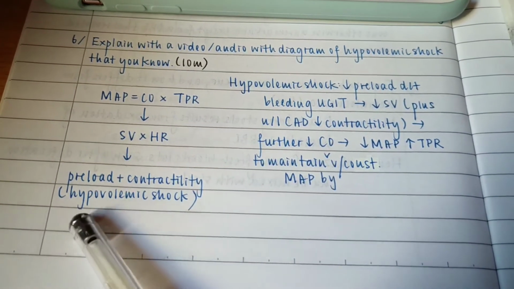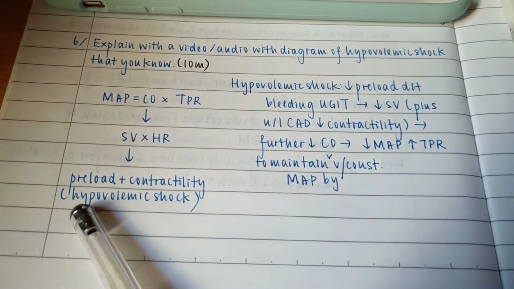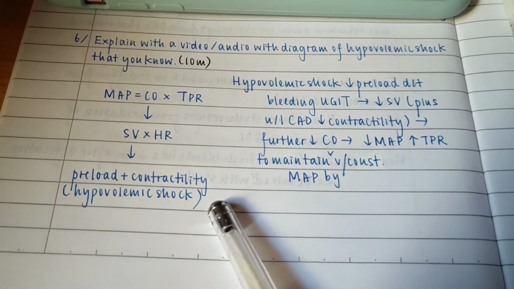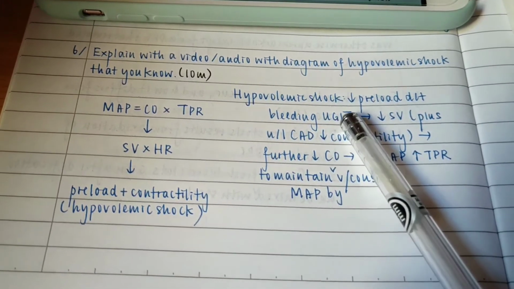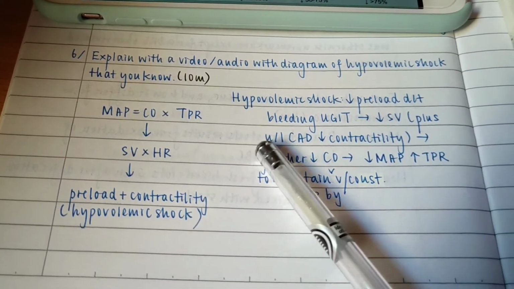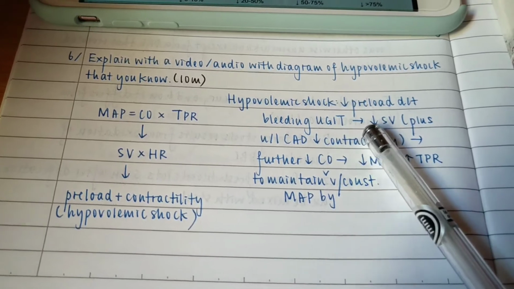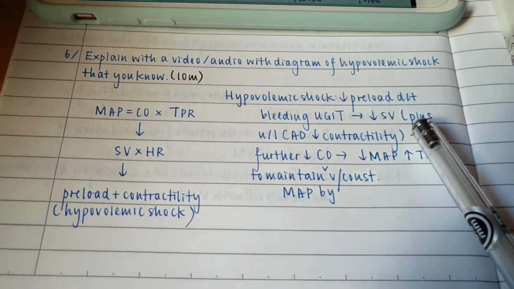So if there is a reduction in our preload, we will have hypovolemic shock. Hypovolemic shock in this case is due to low preload due to the bleeding of the upper GI tract, and it will eventually reduce our stroke volume.